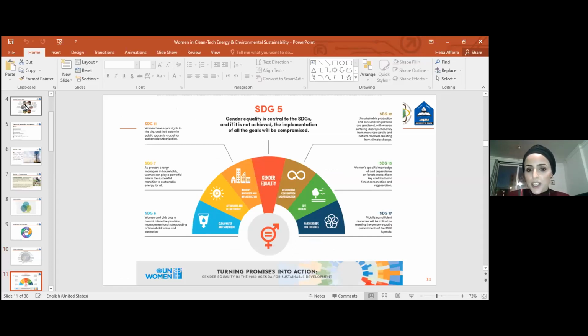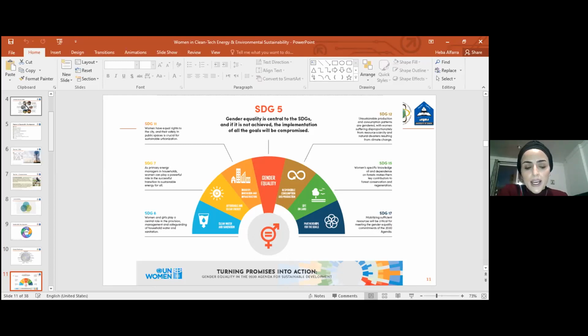Here, how can we turn the sustainable development goals to support and empower women? As we said before, we have 17 goals for sustainable development. Women come into seven of them. There is a part for gender equality in the center of the SDGs, and for sure, if it's not achieved, the implementation of all the goals will not get acceptable results by 2030. Regarding SDG 11, women have equal rights in the city to have sustainable rights and a sustainable lifestyle.